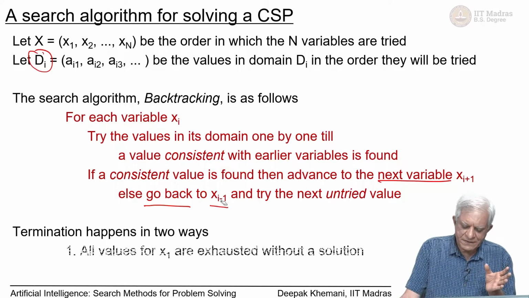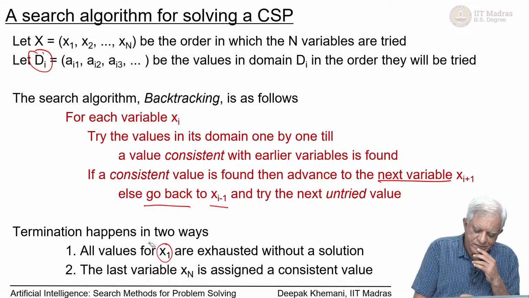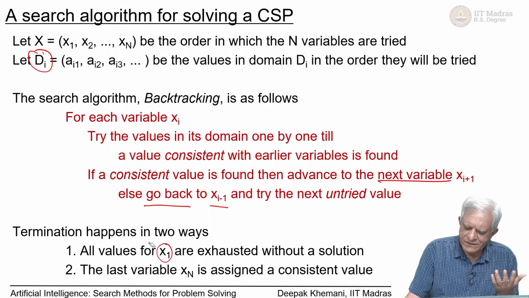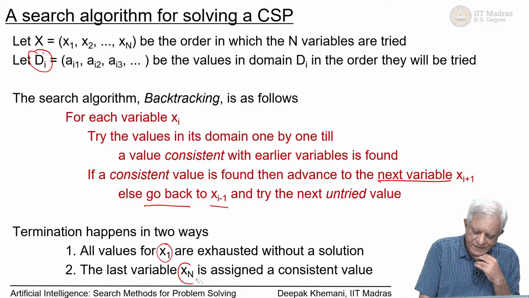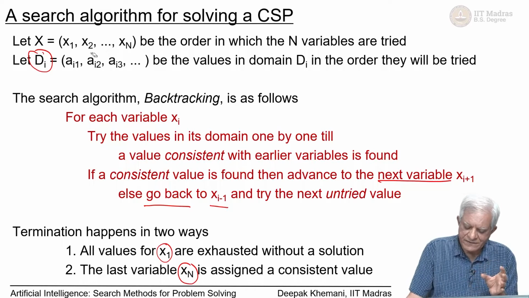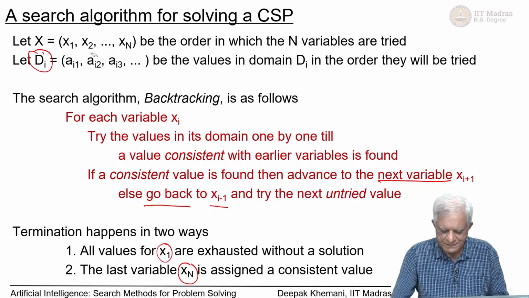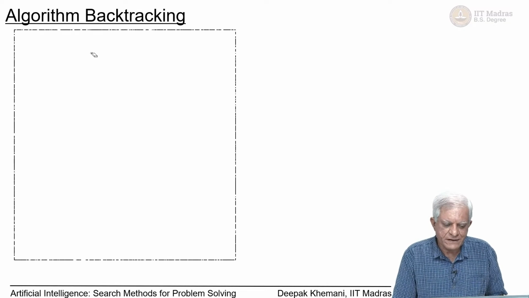So, termination can happen in two ways, is that we have exhausted all values of x1. So, we have backtracked to x1, tried all values, and we can't find a value which will work. So, we do not have a solution. The other case is that when we have moved to the last variable, if there are n variables, remember that the variables are x1 to xn. When for the last variable we can assign a value, that means we have assigned a value to all the variables and we have a solution. So, this is the algorithm backtracking.